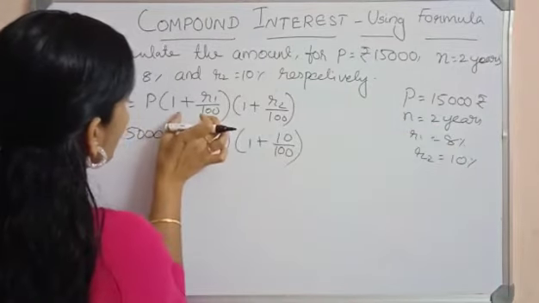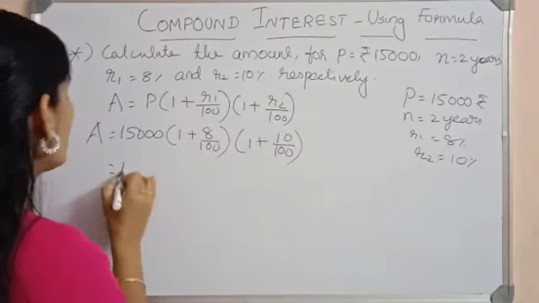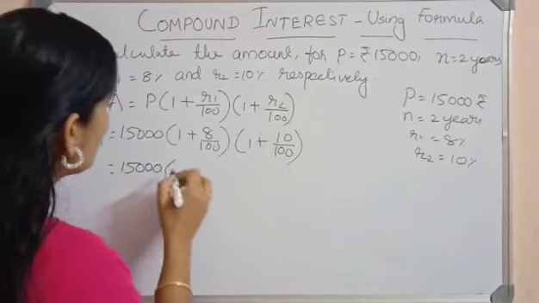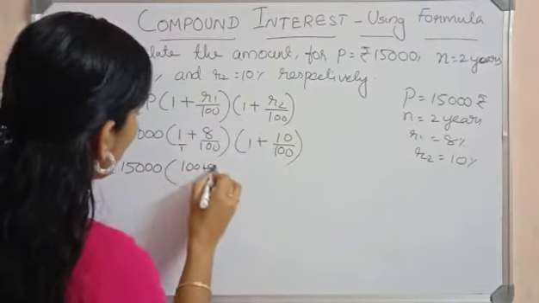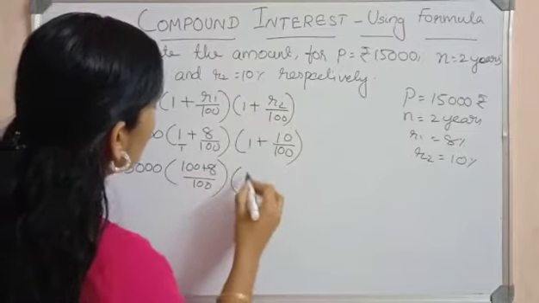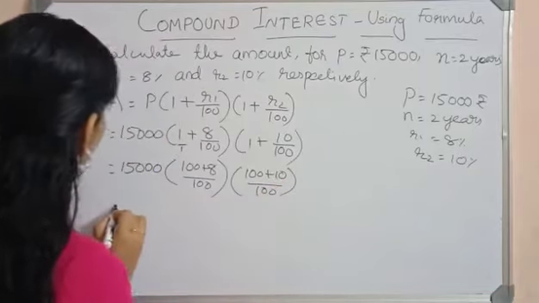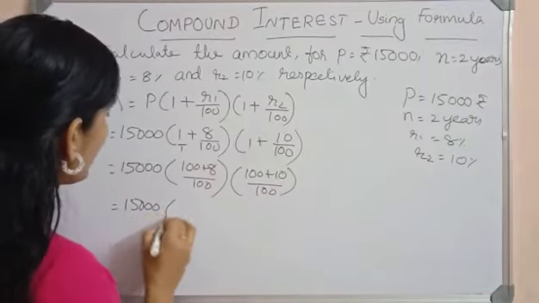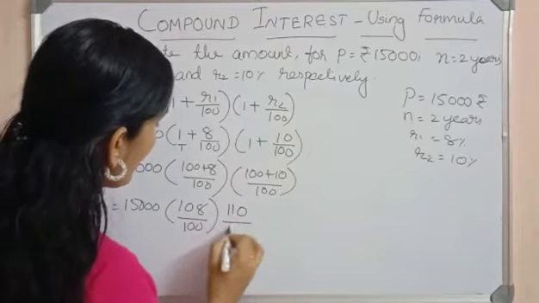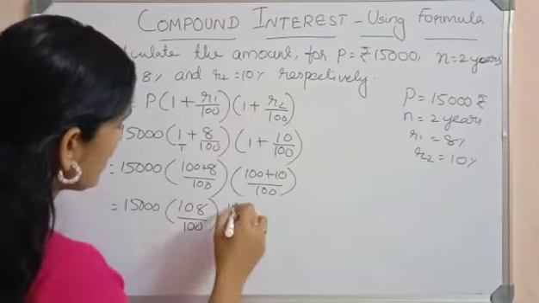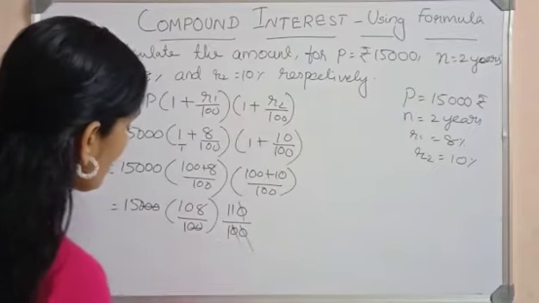For the first year we have written here 1 plus R1 by 100, and this is for the second year. And this is equal to 15,000 into, take the LCM, 100 plus 8 by 100 into 100 plus 10 by 100. That is equal to 15,000 into 108 by 100 into 110 by 100. Cancel the zeros. These 3 zeros and this 2 zeros and this 0 get cancelled.